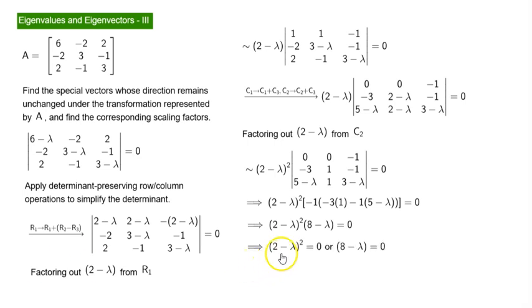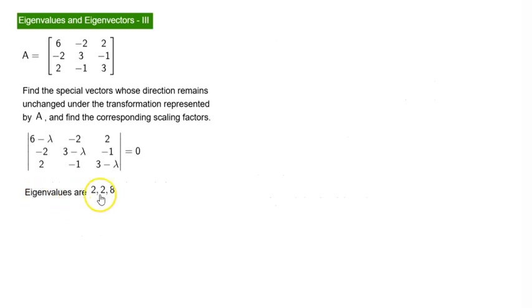Which means 2 minus lambda squared equal to 0 or 8 minus lambda equal to 0. So that means lambda is equal to 2, 2 and 8. Here 2 is repeated. So eigenvalues are 2, 2 and 8. Now we find the eigenvectors. We have already found eigenvalues are 2, 2 and 8.